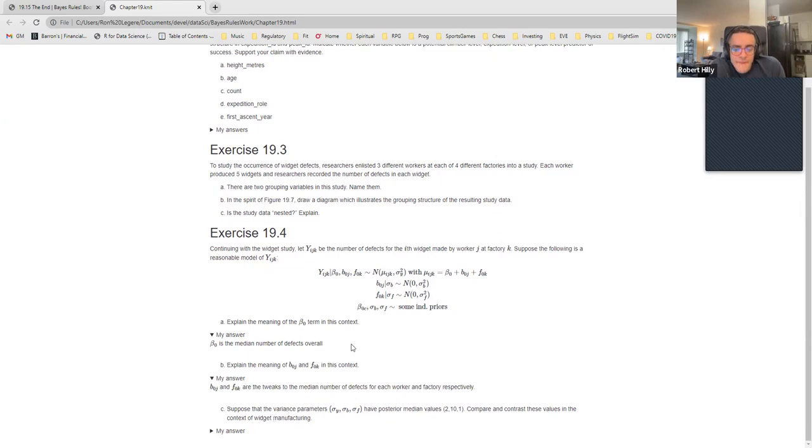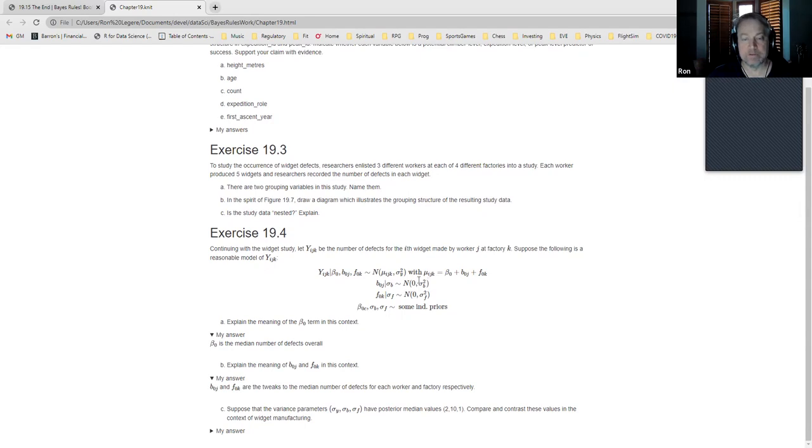And then finally, there are three kinds of variability in this problem, right? He says suppose that they have these median values: sigma y is 2, sigma b is 10, and sigma f is 1. It says compare and contrast these values in the context of widget manufacturing. So I have my answer, but I'd love to hear your thoughts. Yeah. So factory to factory is 1, the worker to worker is 10, and the within worker is 2. So within worker, it's like you'd expect them, on average, 2.